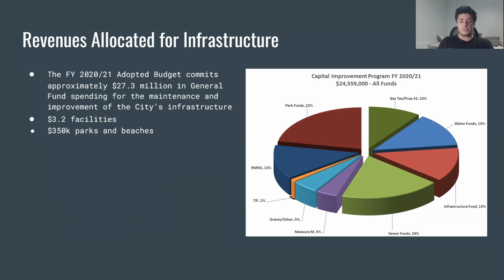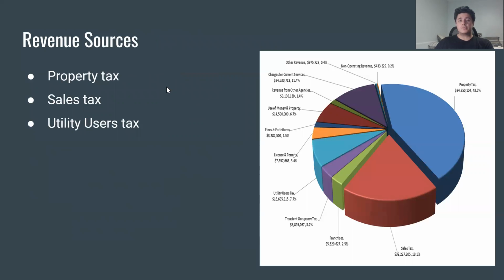Out of the revenue resources, the sales tax revenue, which is the second highest, like I mentioned, the decreases in these two revenues are attributed to the impact of COVID. The revenue sources mainly are, like I mentioned, property tax, sales tax, and utility users tax.